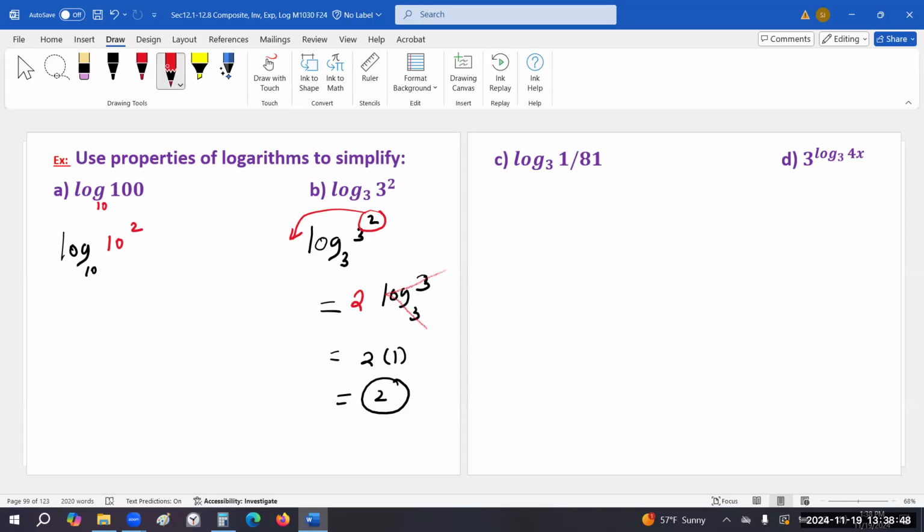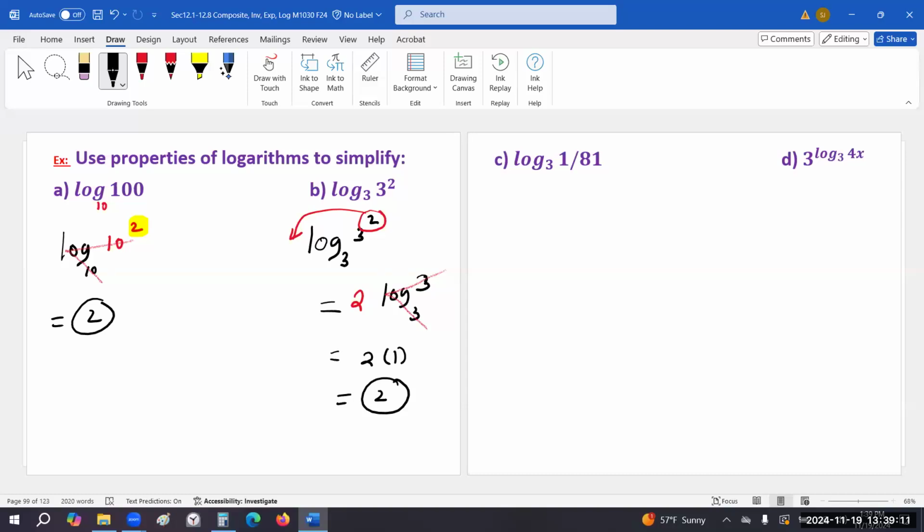So see, when the base and the argument become the same number, they all cancel out. And there's only 2 left. That's the answer, 2. Amazing shortcut. It's in the details, but you have to know the details.